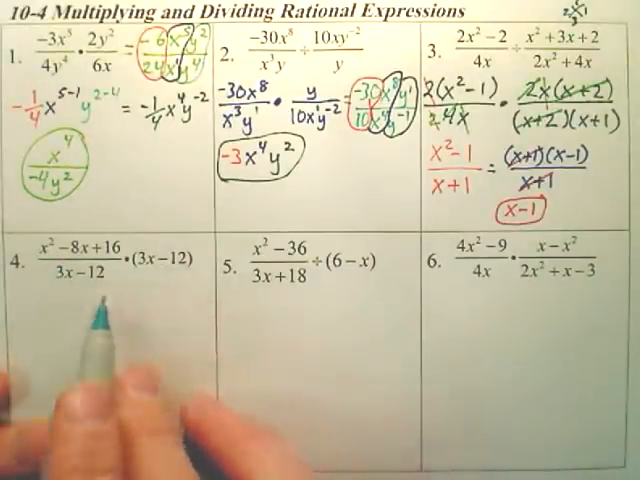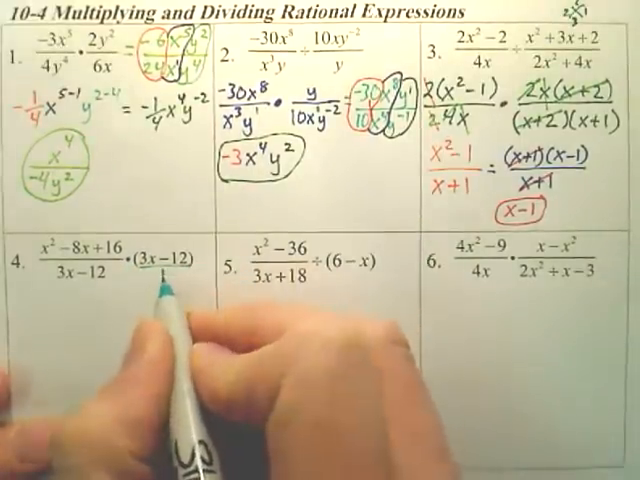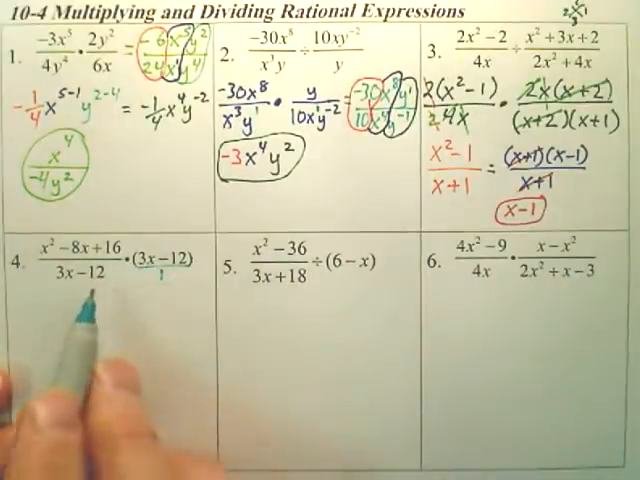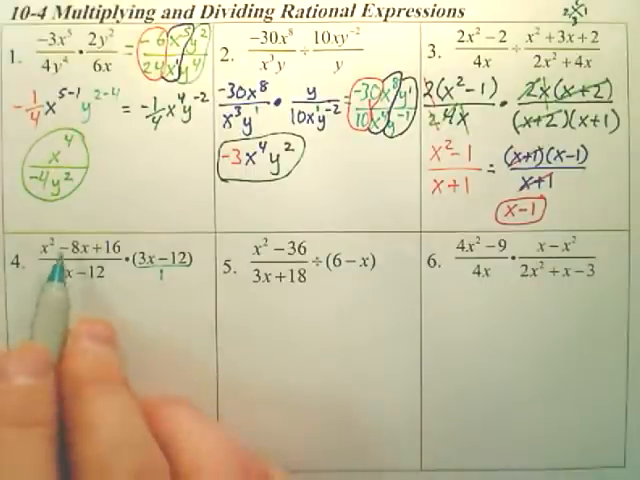Let's simplify this, or multiply it. Now, when you're multiplying here, you can actually put a 1 underneath. Anything can have a 1 underneath, so that is a fraction. So what we're going to do is multiply straight across the tops and the bottoms. But before we do that, we need to factor everything.